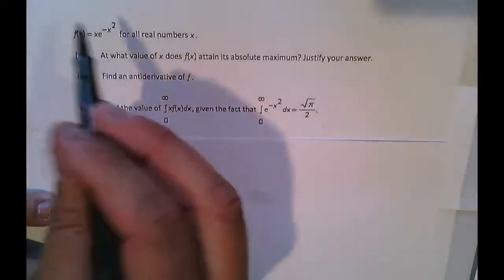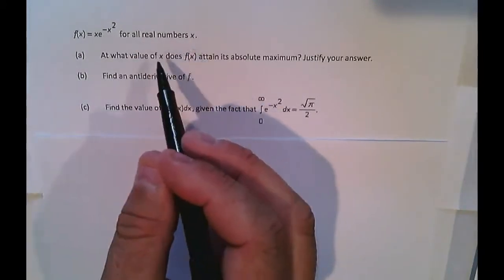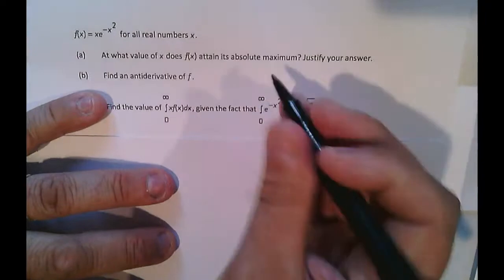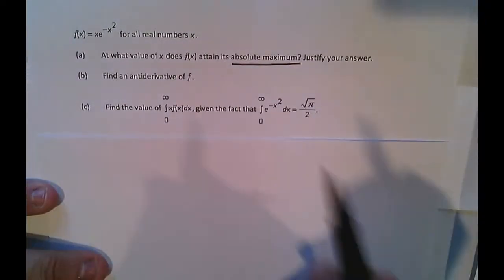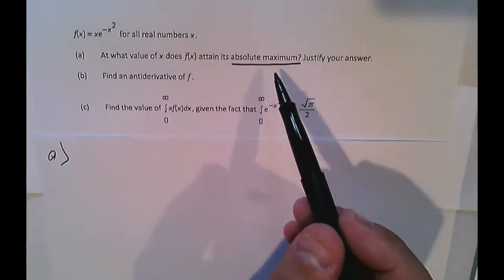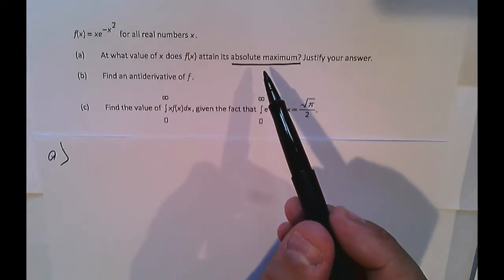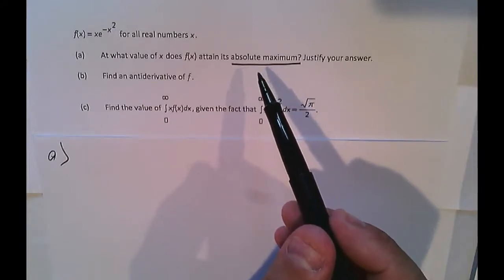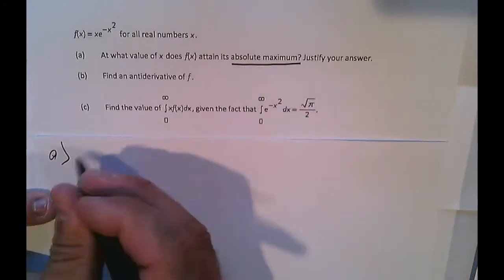Okay, f of x equals x times e to the negative x squared for all real numbers x. At what value of x does f attain its absolute maximum value? Now, what you might be expecting is that usually when we do an absolute max or an absolute min kind of question, they give us endpoints. That would make this question easier. This already is going to be a challenge.